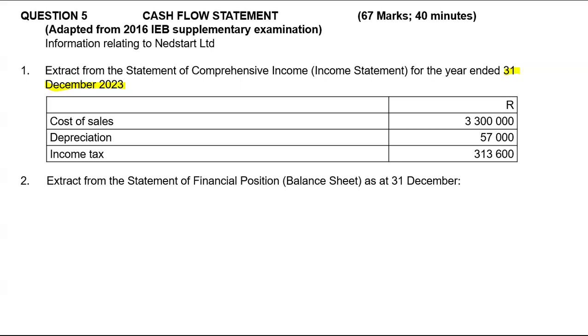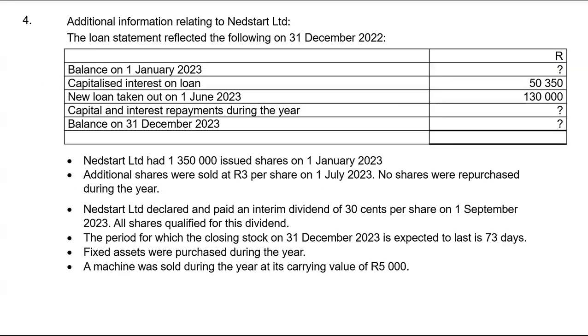Let me just read further under additional information. I've got additional shares were sold at 3 Rand per share on the 1st of July 2023. No shares were repurchased during the year. That's good. Netstar declared and paid interim dividends of 30 cents per share on the 1st of September 2023. All shares qualified for these dividends. That includes the shares that were issued on the 1st of July 2023.